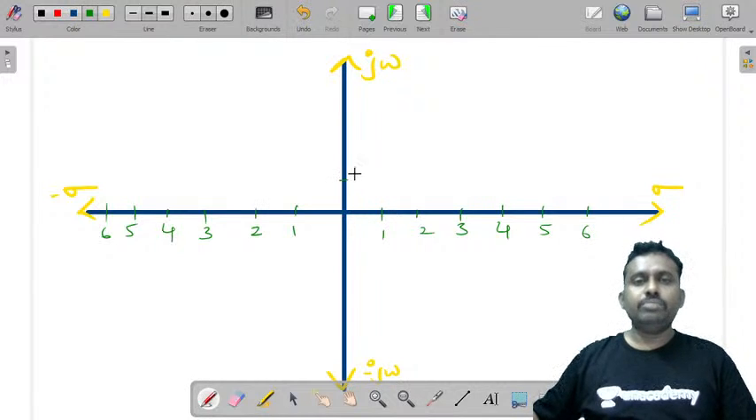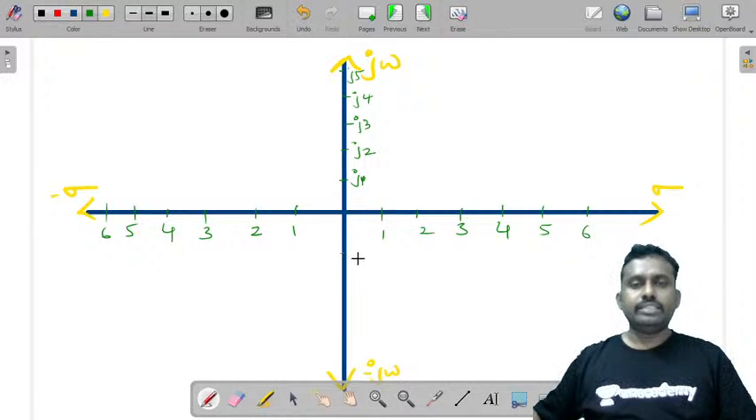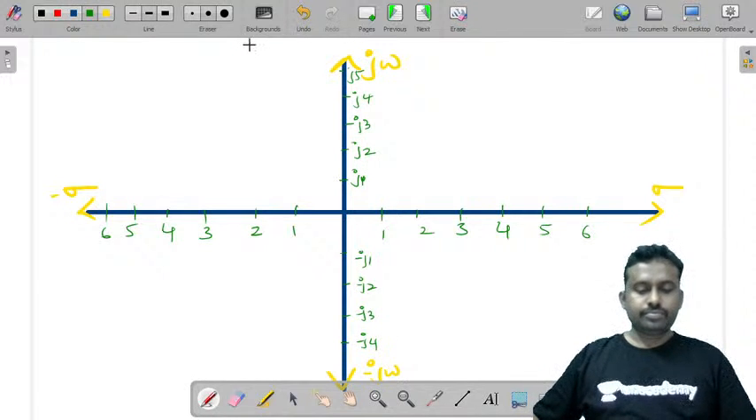Right? And this will be plus j omega, j1. So this is j2, this is j3, this is j4, and j5. And let us consider this as minus j1, minus j2, minus j3, minus j4. Hope you are with me.